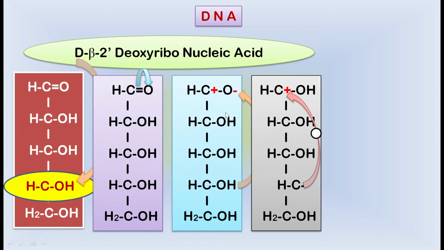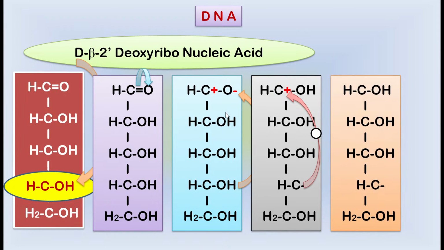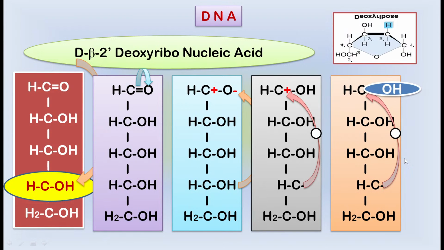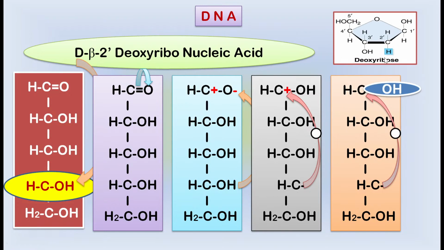And what is the meaning of 2 prime? Here, if you take this as the Haworth structure, the ring form of the ribose sugar, there is a glycosidic bond between the first and fourth carbon. This is the glycosidic bond, and this second position contains only H but not O. That means it is reduced. So it is called deoxy.